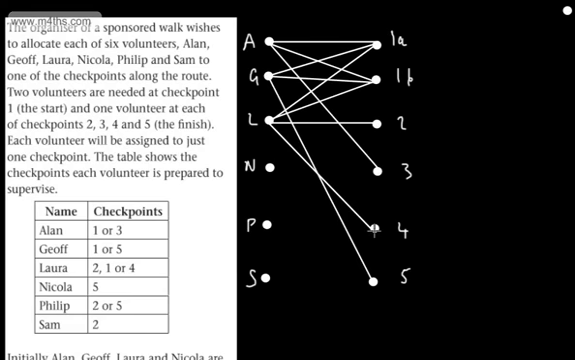Okay, let's look at Nicola. Nicola is less flexible, so let's send Nicola just down here. We've got Philip 2 or 5, and then we've got Sam at 2.